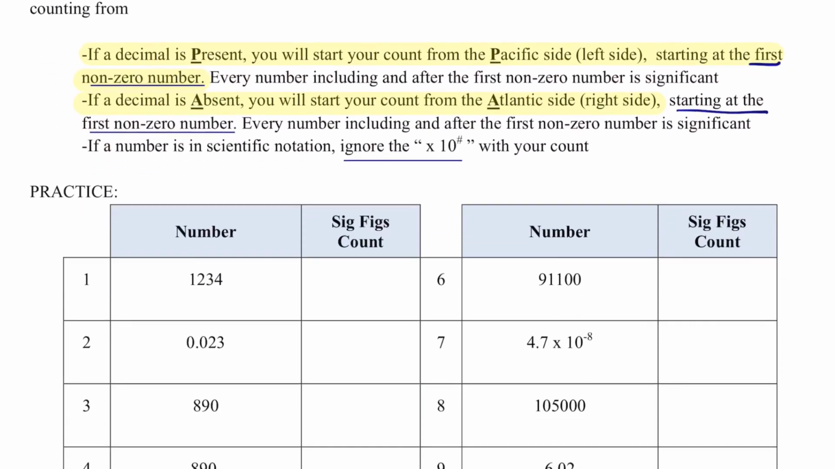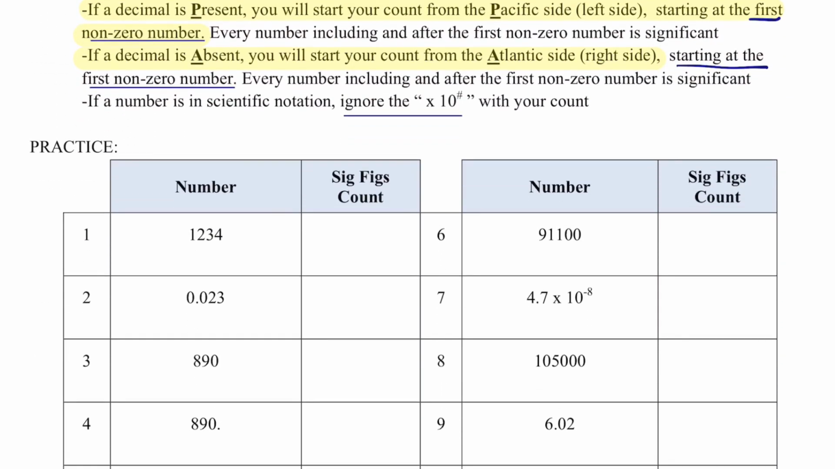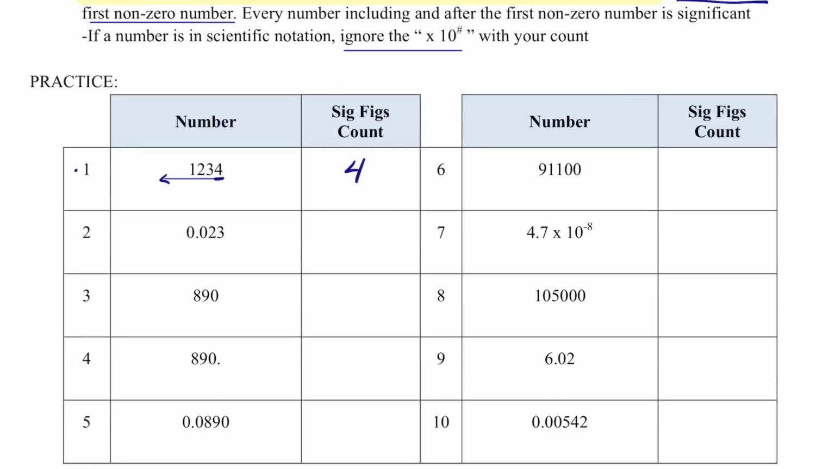Okay, so in number 1, that's where we'll start, is the decimal present or absent? I would say that it's absent, so I need to start on the Atlantic side, and I need to find my first non-zero number. That would be 4. Then I go to the other side. Anything including and after 4 is significant, so I think that this has 4 significant figures.